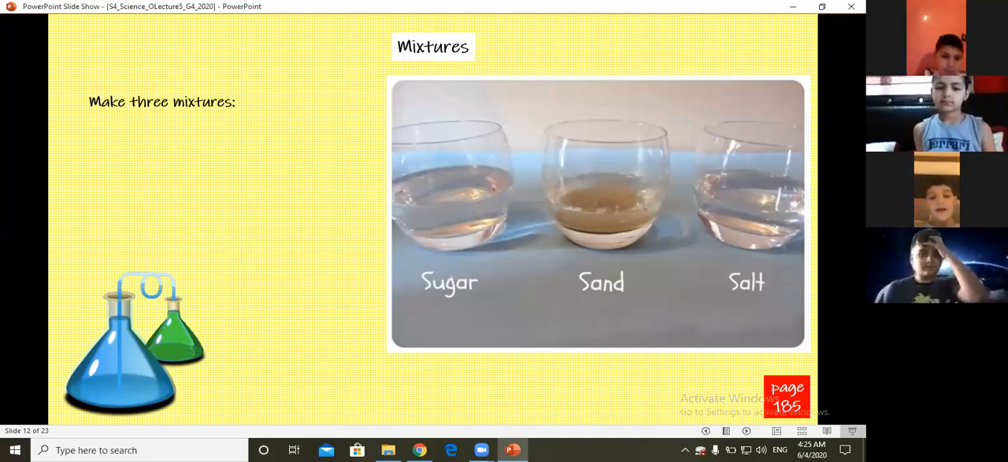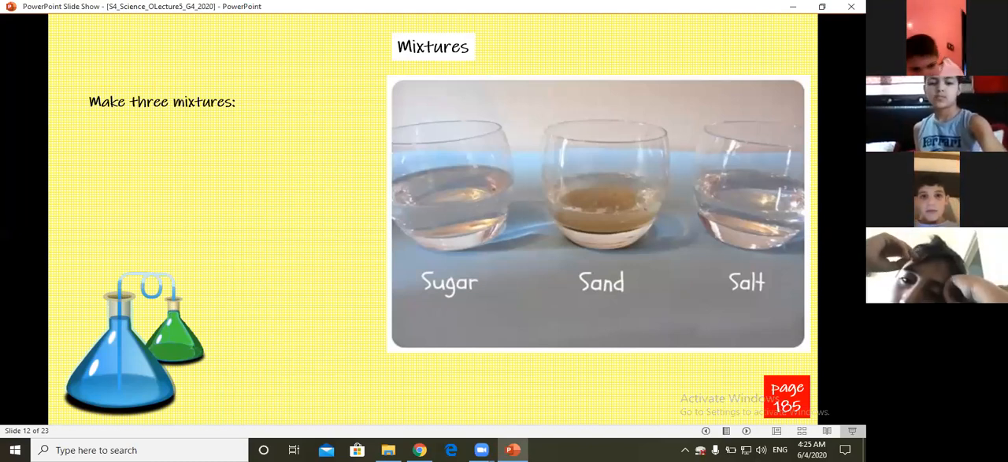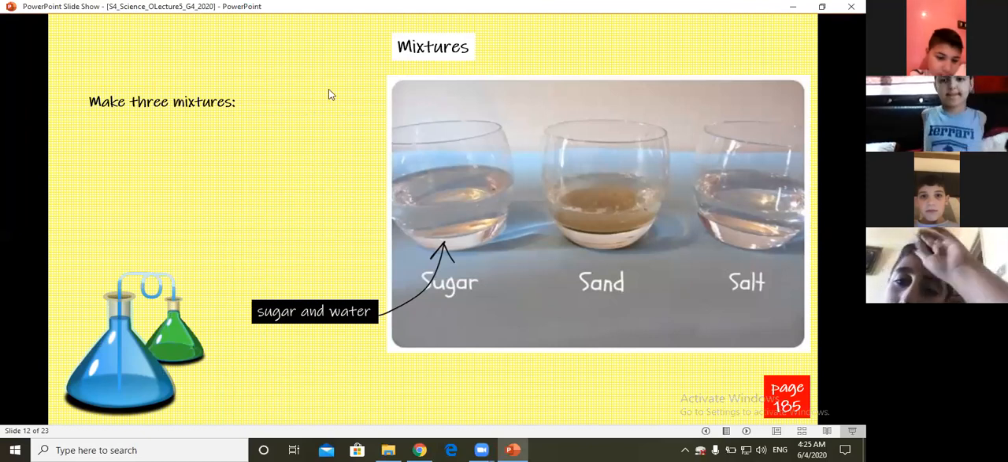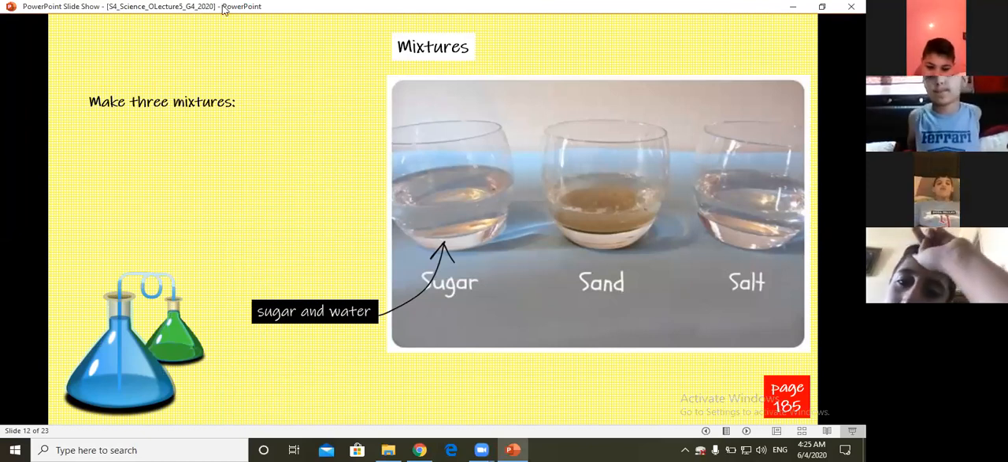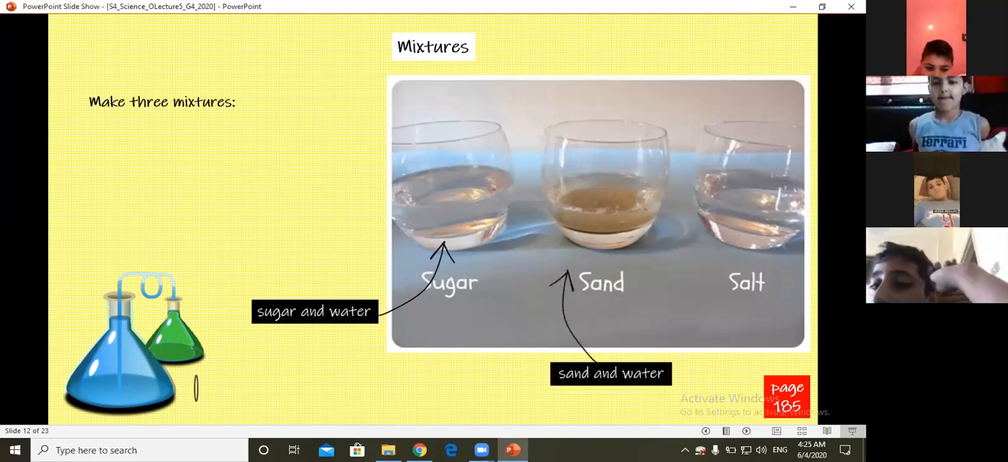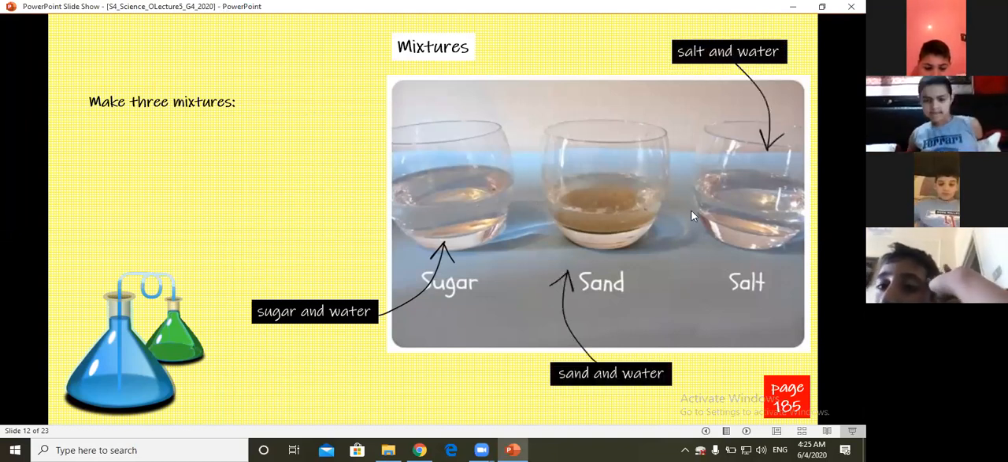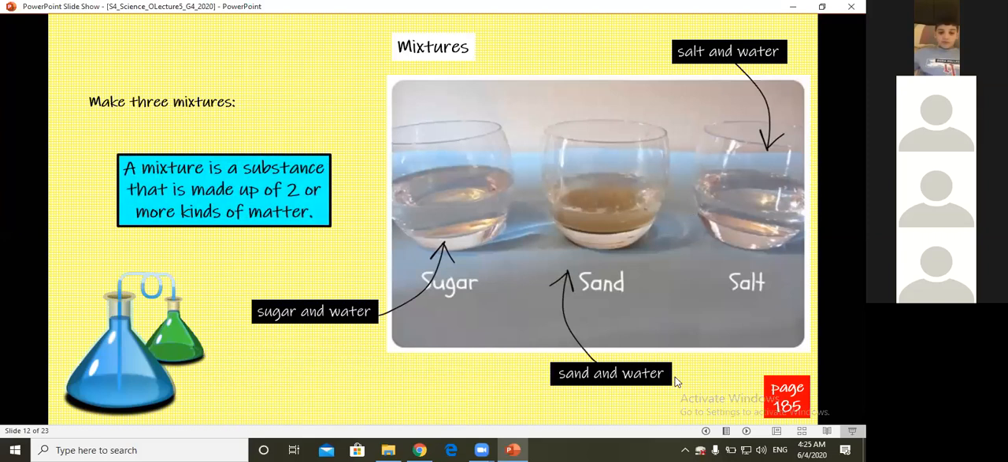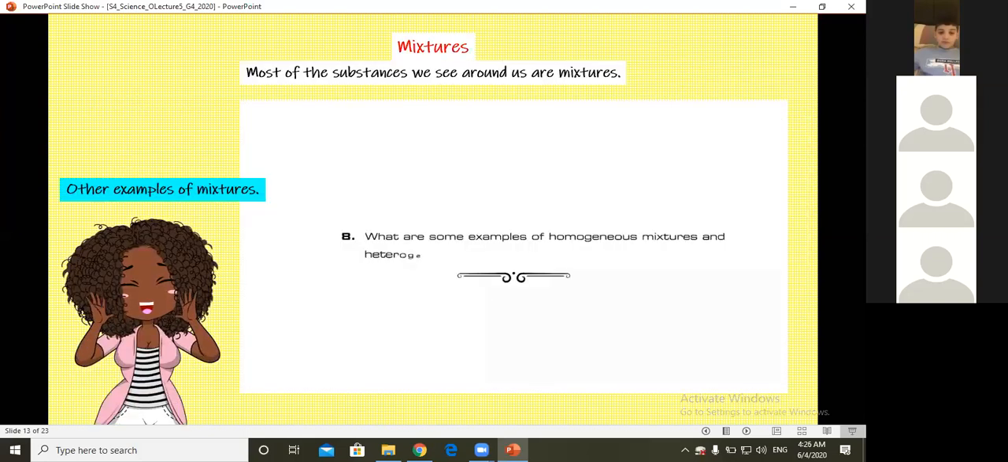Yes, that's right. Everything around us is made of matter, and we can make different kinds of matter together, like sugar with water, salt with water, fat with water. A mixture is something made of two or more kinds of matter, like three, four.